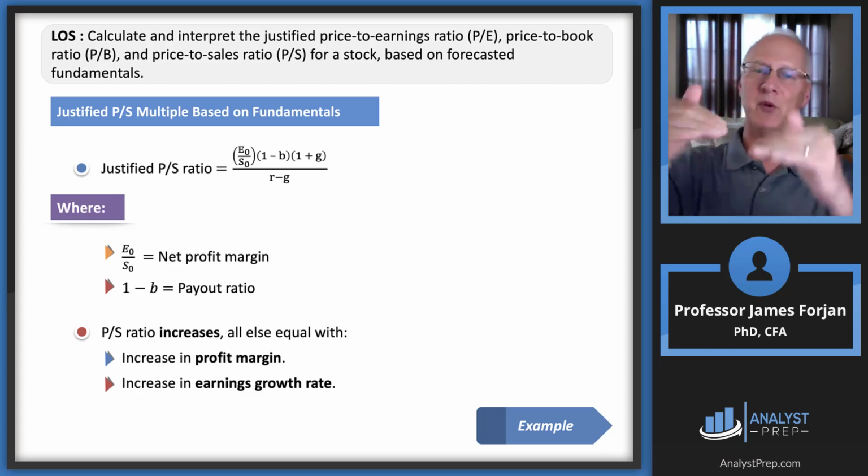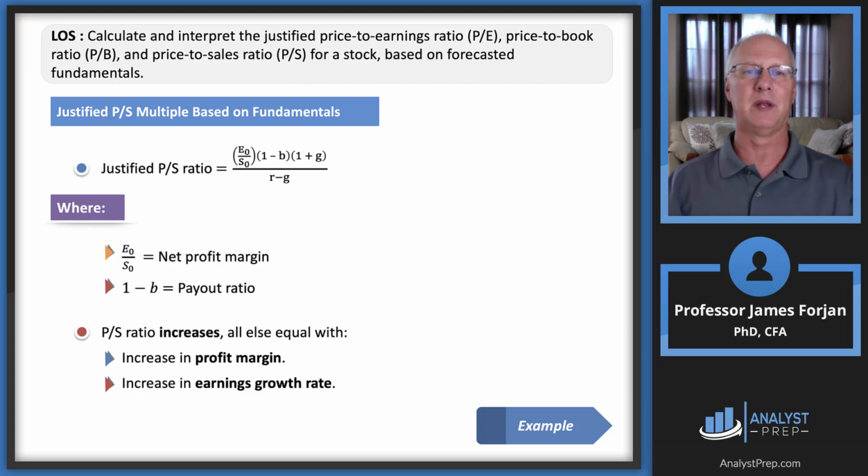So we have to move up. We have to move up the income statement. And we came up with this price to sales ratio. When I was in graduate school, I never heard of a price to sales ratio. But we can do the same thing over there. Look at that top circle point, justified PS ratio. We can do all that stuff where we're given some variables. This is going to be a function of things like profit margin and earnings growth rate.